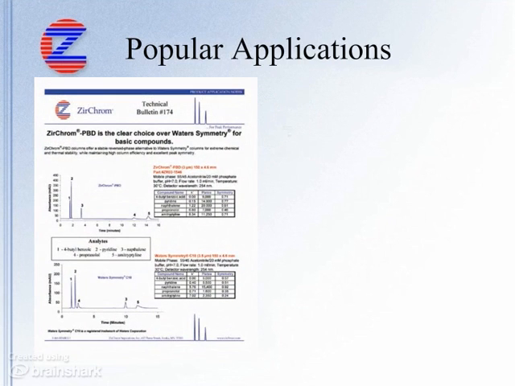Technical Bulletin 174 shows 2 separations of a set of positively charged pharmaceuticals using identical conditions, first on the ZirChrom PBD column, then on end-capped silica C18. The multi-mode retention of the ZirChrom PBD column not only offers improved peak shape for the compounds, but also an alternate selectivity.